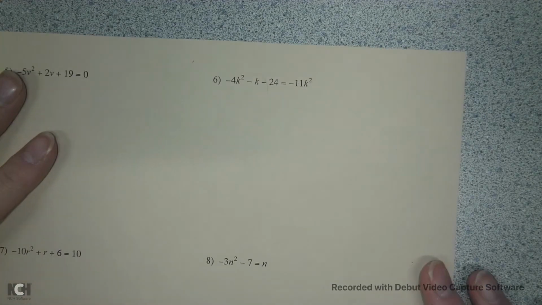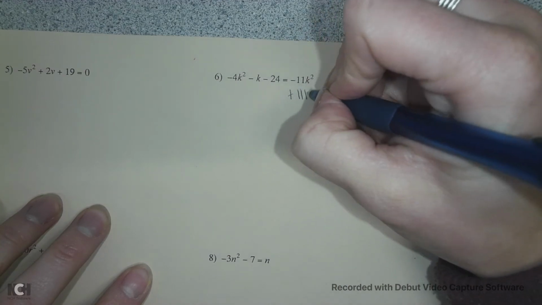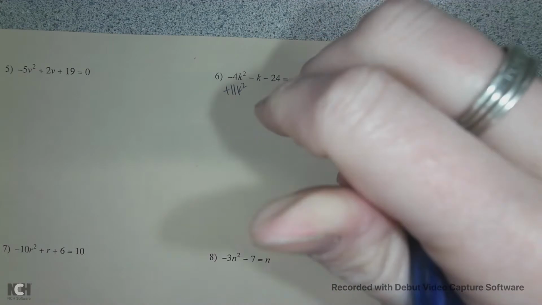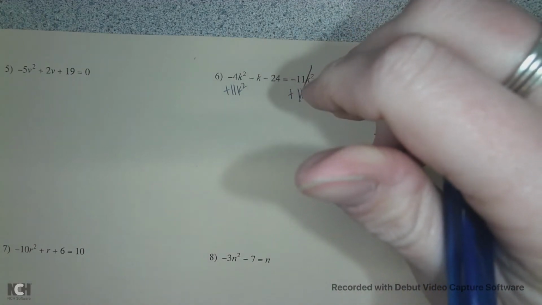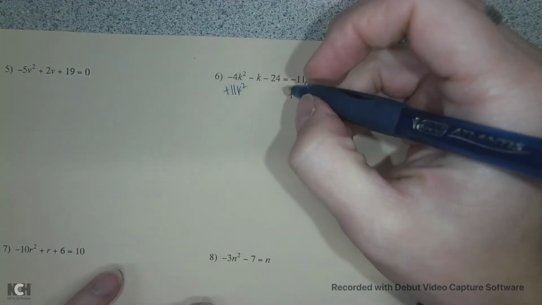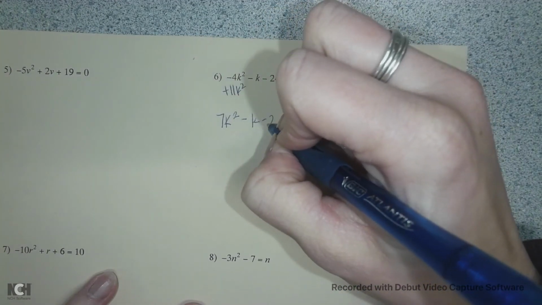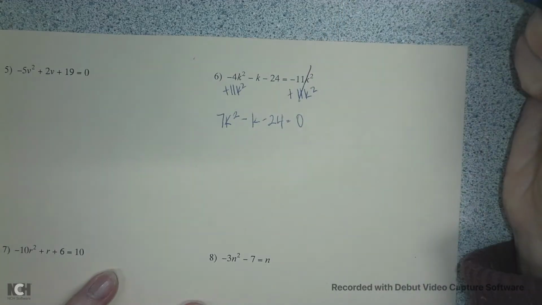Okay, number 6. Again we want this in the correct form, so we're going to add 11k squared to each side. And then negative 4 plus 11 is going to give us our 7k squared, minus k minus 24 is equal to 0.